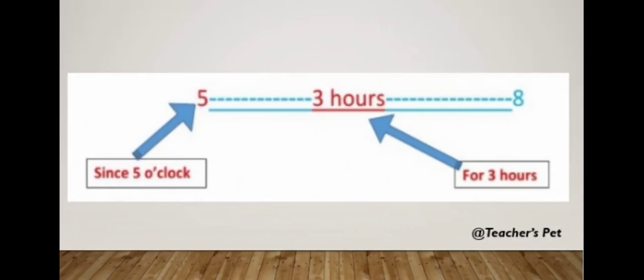Now, by this slide, you will understand the use of for and since more clearly. In this slide, you can see the starting point of any action is 5 o'clock. For that starting point, we use since. Afterwards, that action continues till 8 o'clock. So, the amount of time or the duration of any action from 5 o'clock to 8 o'clock is 3 hours. And for that duration, we use for.